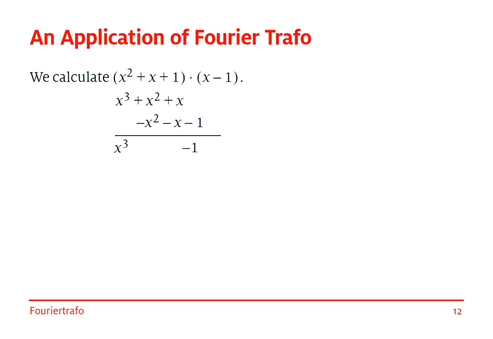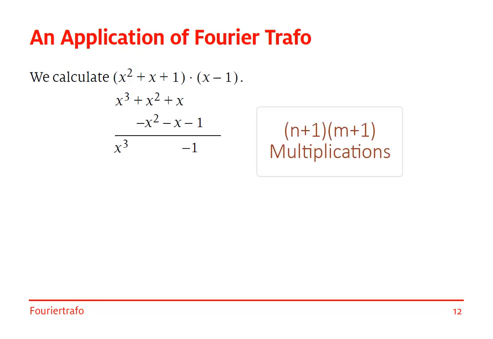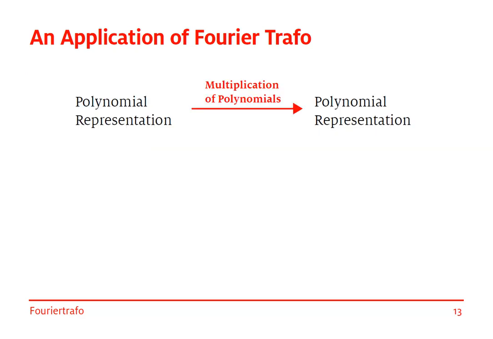So when multiplying two polynomials, we have to multiply every coefficient of the first polynomial with every coefficient of the second polynomial. So in the worst case, when all coefficients are non-zero, we have n plus 1 times m plus 1 multiplications, where n is the degree of the first polynomial and m is the degree of the second polynomial. But we can do better if we apply Fourier transformation.